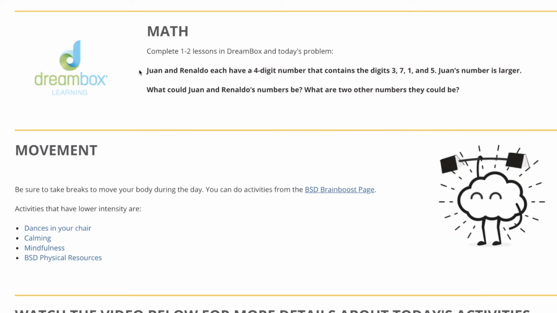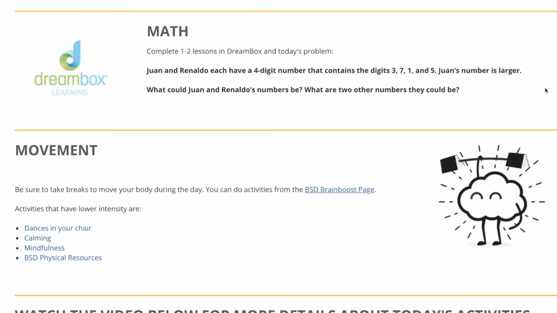Now I want you to come up with a totally different scenario. This is Juan's new number, Ronaldo's new number, but make sure Juan's number is still larger. And then you're going to do it again. See if you can come up with different scenarios to make that true, only using those digits.